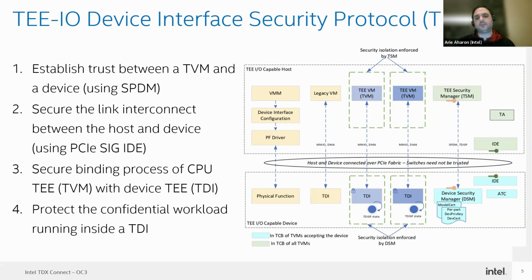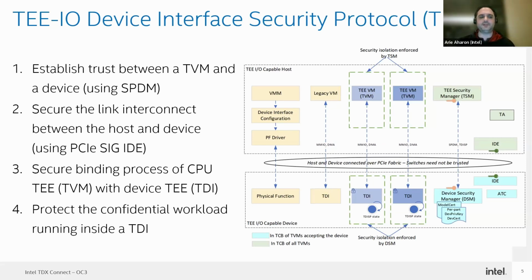The second component is, of course, the secure link, which we talked about on the previous slide, which is based on PCIe IDE. This link protection is an end-to-end link, which also protects the link from untrusted switches on the PCIe fabric.